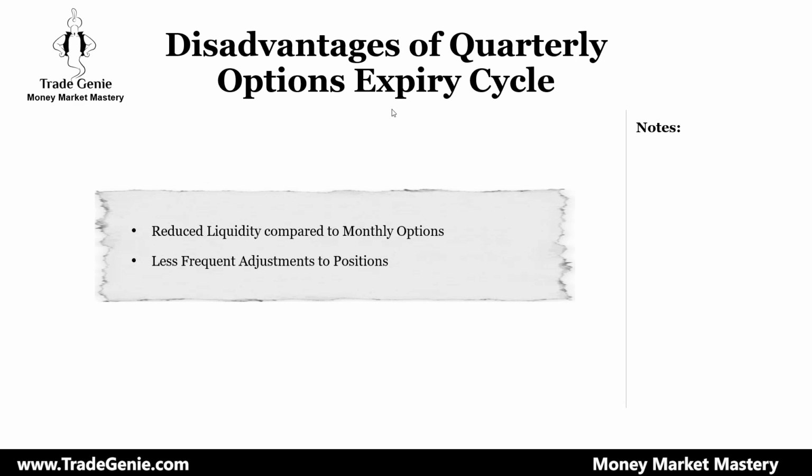Disadvantages of the quarterly option expiry cycle: reduced liquidity compared to monthly options, and less frequent adjustments to positions. I don't know if less frequent adjustments is a disadvantage. But reduced liquidity, so I don't trade the quarterly option cycle. I trade those which everybody is trading. So the crowd is there. There is a wisdom of the crowd. I don't want to be the lone guy saying, hello, look at me, I'm here. I don't want to be like that.